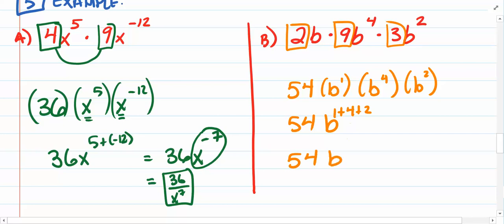B to the 4 plus 1 is 5, 6, 7. So 54b to the 7th.